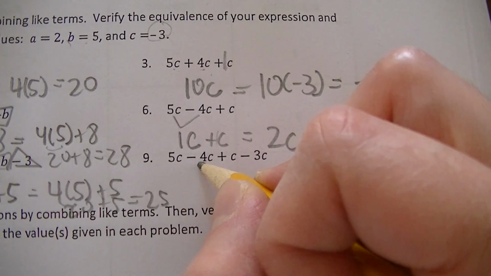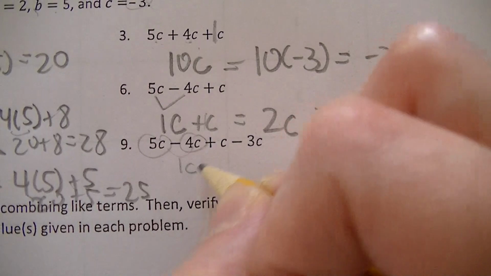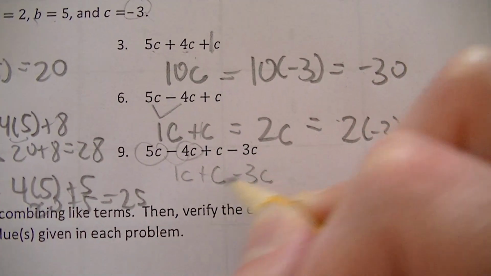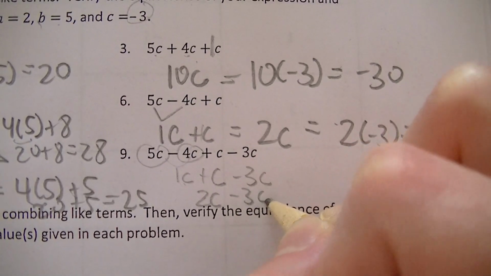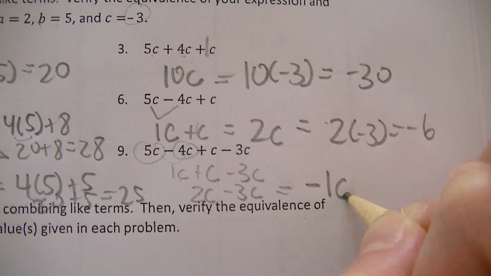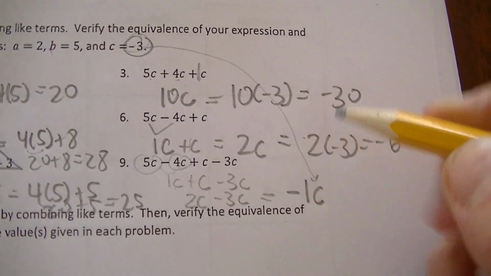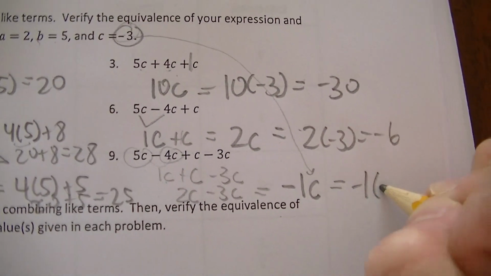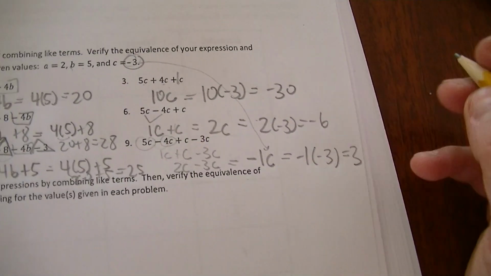And 5c minus 4c is 1c, plus c minus 3c. 1c plus 1c is 2c. 2c minus 3c is -1c, or just -c. Put this in there. Oh, this is kind of tricky. So it'd be -1 times -3, which is a positive 3. Okay?